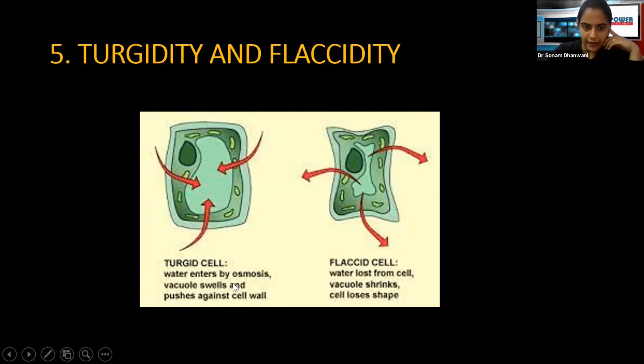Turgid cell, water enters by osmosis, the vacuole swells and pushes against the cell wall. ठीक है, swell हो गया, like I said. And flaccid cell में water from the host cell, the vacuole shrinks and the cell loses its shape. Shrink हो जाता है, तो shape नहीं रहता है कोई चीज का. So turgidity and flaccidity for today's session, just remember, turgidity में swelling होता है, flaccidity में shrinkage होता है. Okay, we will be discussing these terms a lot more in detail in our upcoming sessions. So for today, you can just remember these basics.